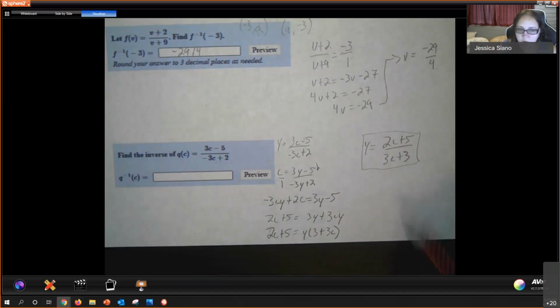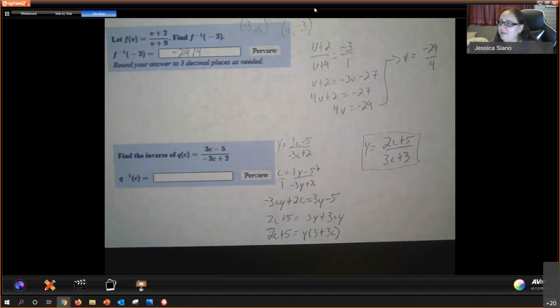There is more than one way to solve this type of problem. So if you do it a different way that you like, then do it your way.